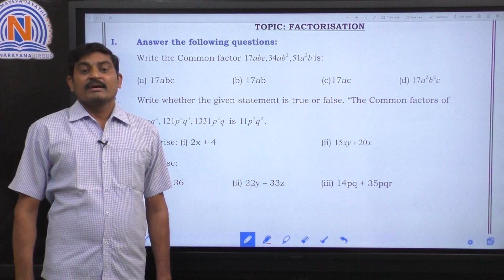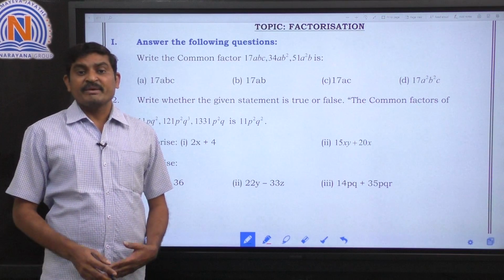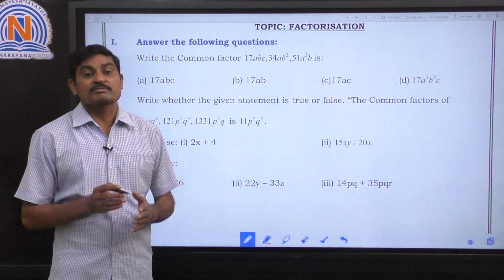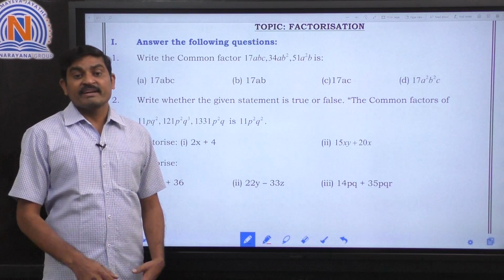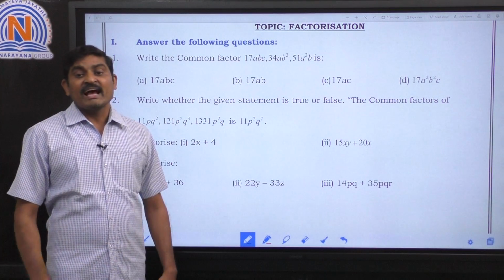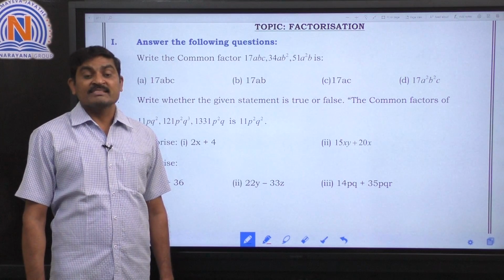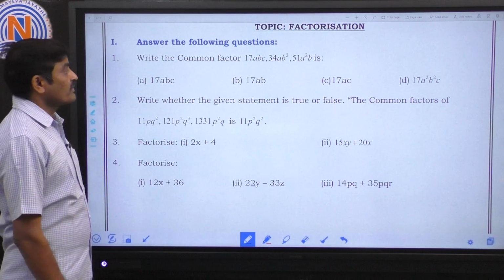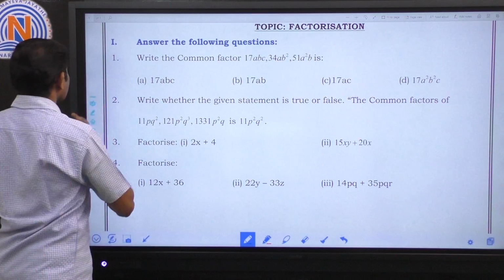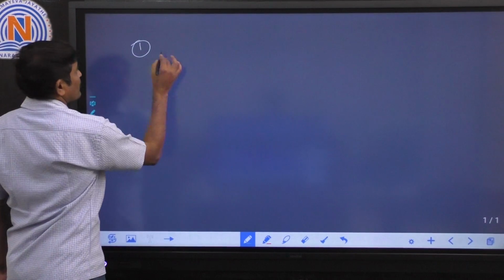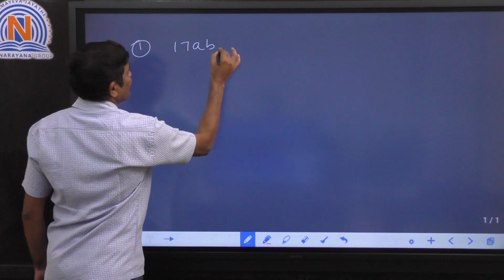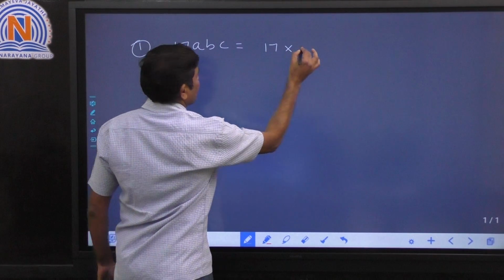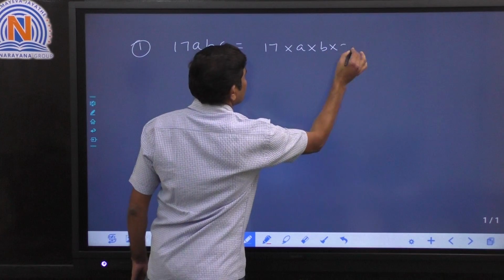Write the common factor of 17abc, 34ab square, 51a square b. There are 4 options given: 17abc, 17ab, 17ac and 17a square b square c. So what are the common factors here? First one is 17abc. This can be split into 17, which is the common factor, into a into b into c.